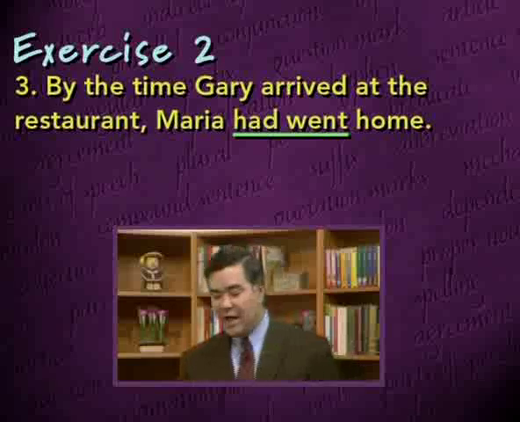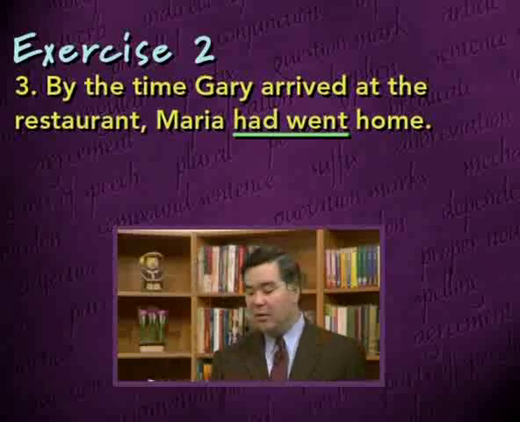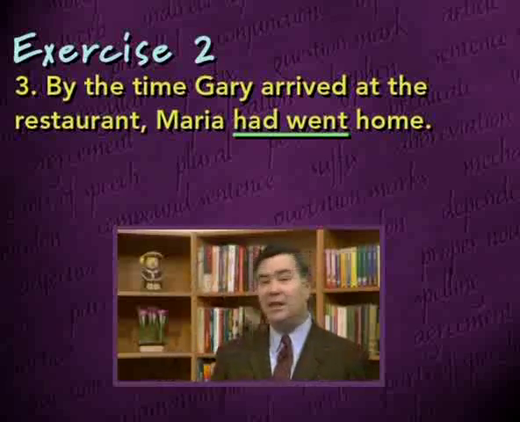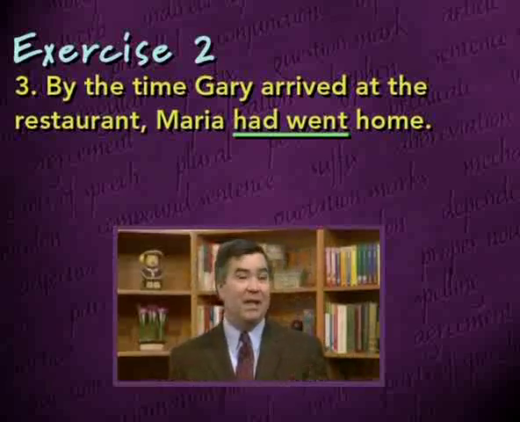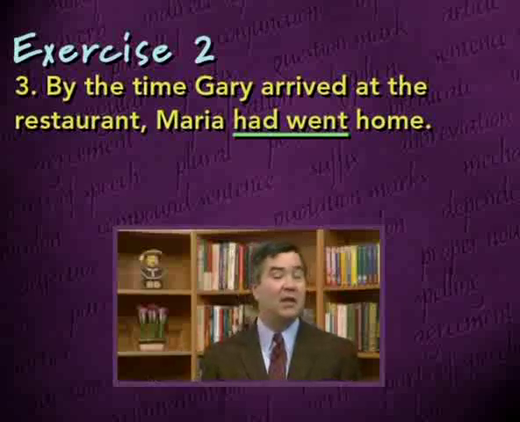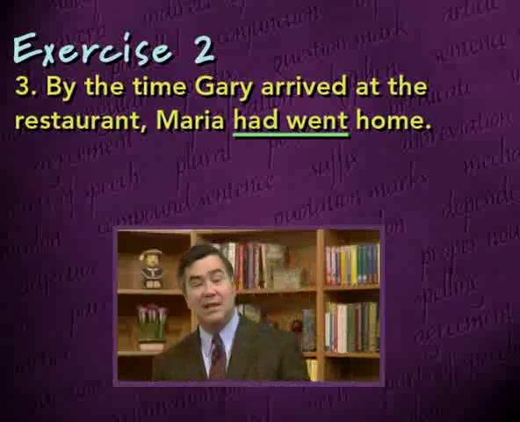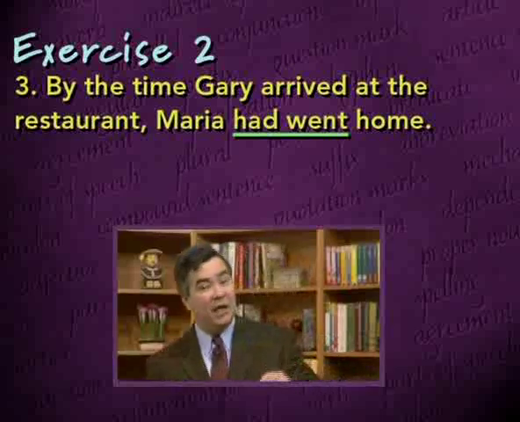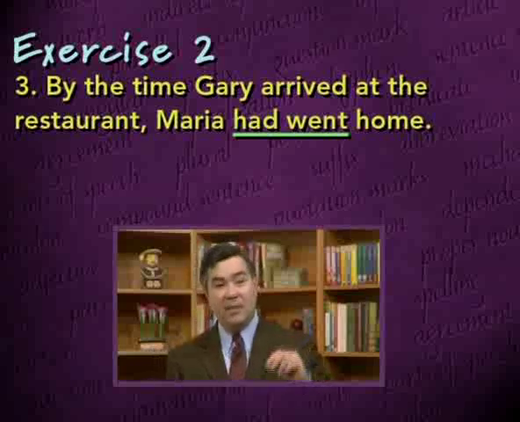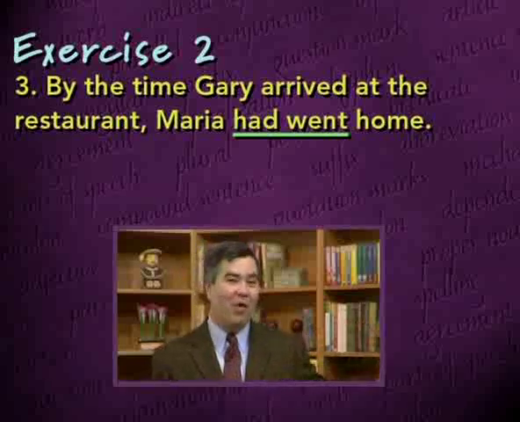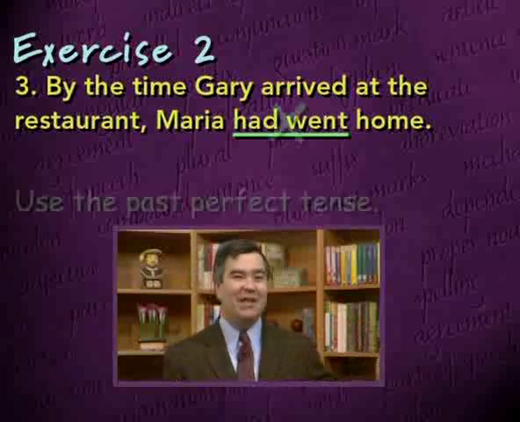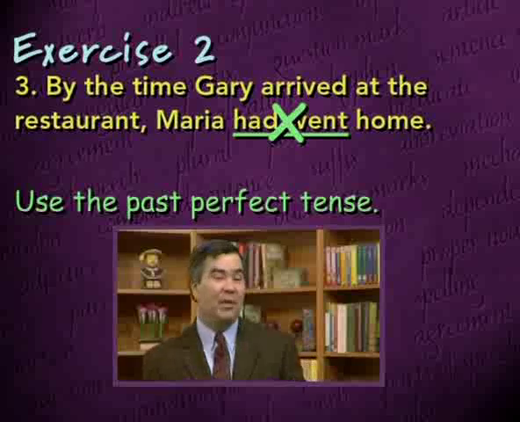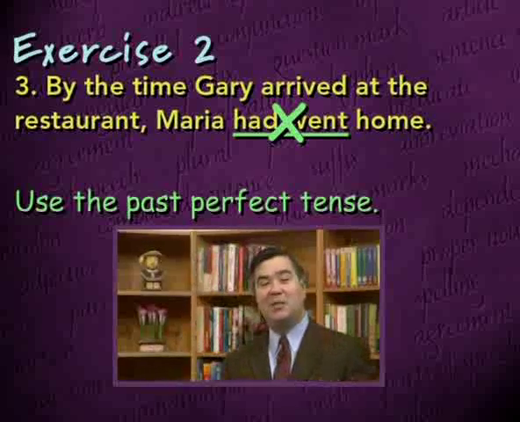Next, by the time Gary arrived at the restaurant, Maria had went home. Here again we have two events happening in the sentence. The first event that's mentioned is Gary arriving at the restaurant, and that's described in the past tense. Before that was the time when Maria went home. Therefore, we want to describe this past event which occurred before a past tense event using the past perfect tense. And the past perfect tense would use the helping verb had followed by the past participle.